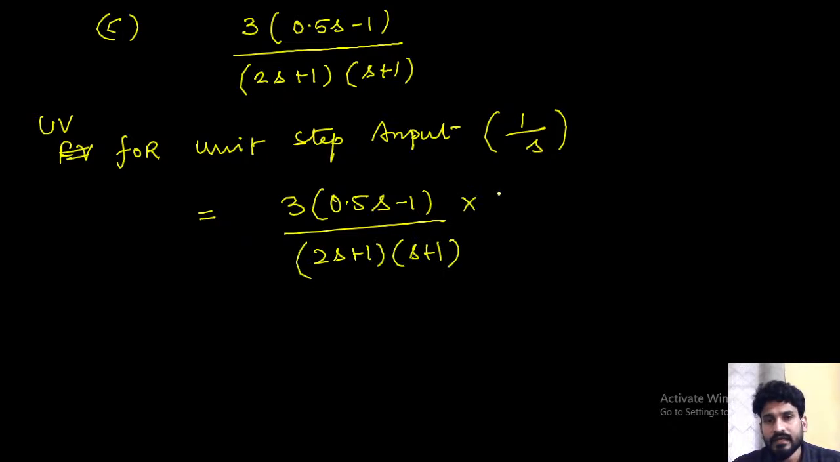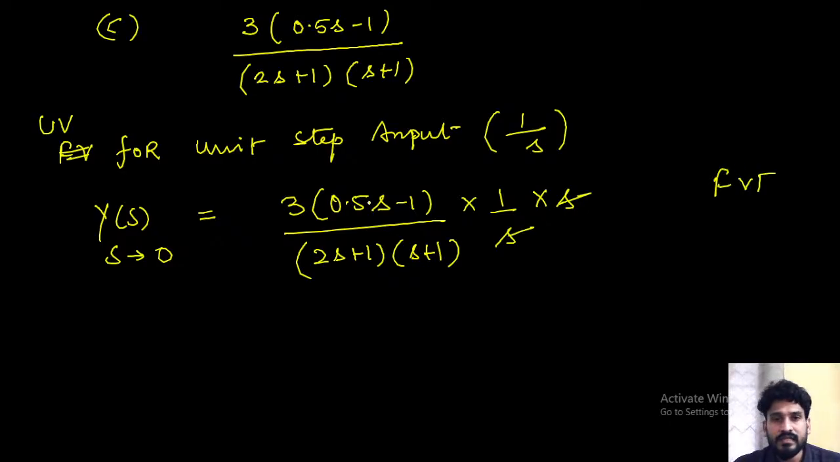Right, and multiply with the input. How to find out the final value? Just by applying the FVT. How to find the FVT? Multiply with the S, and S tends to 0. This is my FVT.